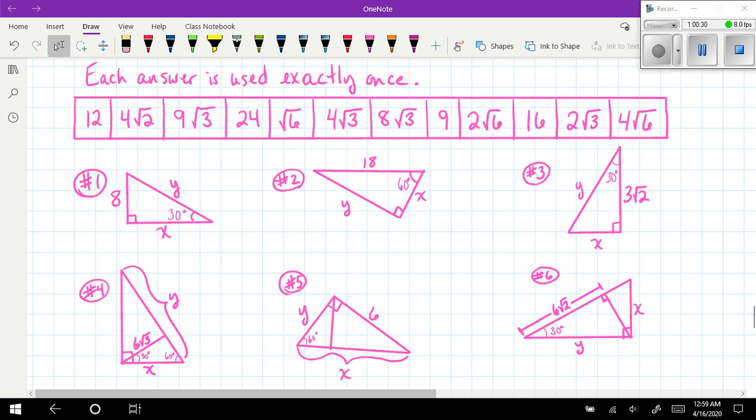Each answer is used exactly once. So your job is to solve for x and y. Use each answer one and only one time. Show me your work completely. Okay, so you want to do this on another piece of paper, and then you can upload this into our Teams, and I can check your answers for you. All right, be nice and neat.